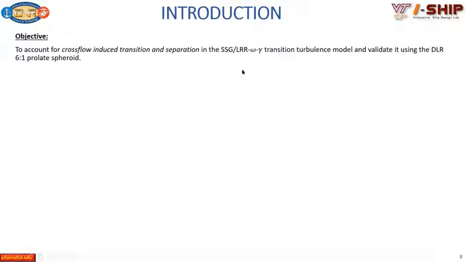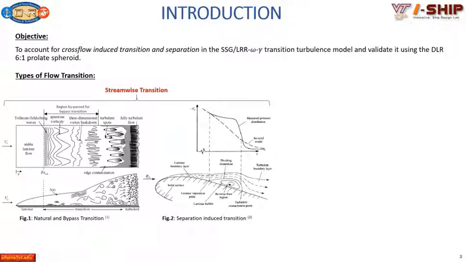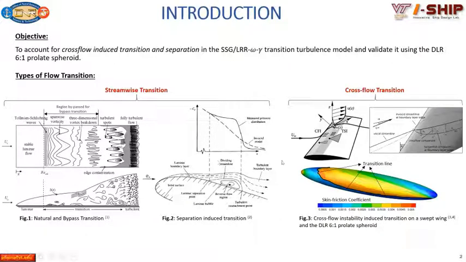Now, before I go into what the SSG/LRR model is or how I account for cross-flow induced transition, let me give you a brief theory on the types of flow transition that are observed. One of the broader categories is streamwise transition, which is a largely two-dimensional phenomenon that encompasses modes like natural, bypass, and separation-induced transition. The second category, which is the topic of the paper, is cross-flow transition, which is a largely three-dimensional phenomenon and is observed when cross-flow instabilities occur and disturb the boundary layer in the streamwise as well as the spanwise directions.